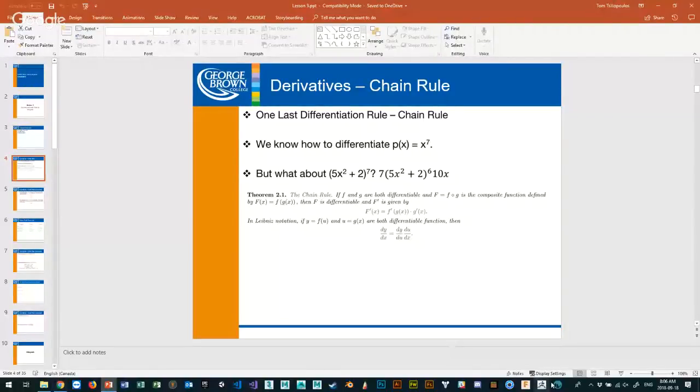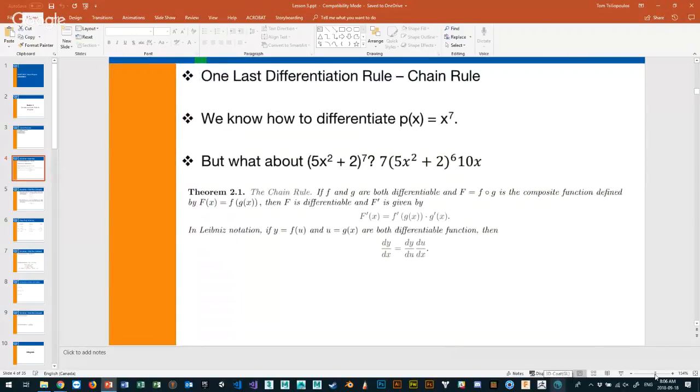So there's one last rule we want to talk about, which is the chain rule. We know how to get the derivative of x to the 7, right? That is 7x to the 6, according to the power rule. This is kind of a review from what we've been doing the last little while. But how about something like the following?